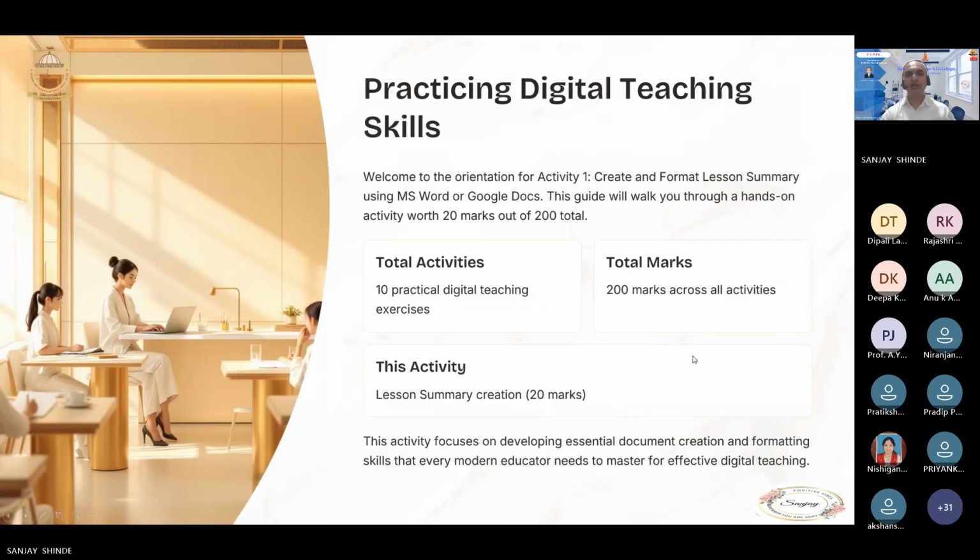What to do in that? Let's see. First thing, as I told you, we have 10 activities. These 10 activities will get 200 marks. So lesson summary is for 20 marks. Actually, 100 marks will get converted to 20 marks. So how you are going to create a document? That means your lesson summary. We are going to check that in this.